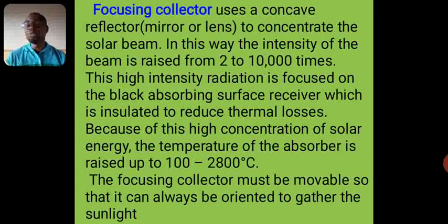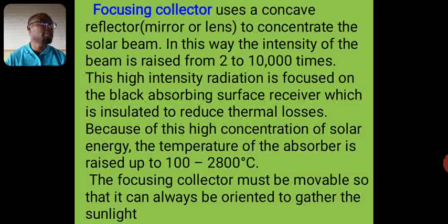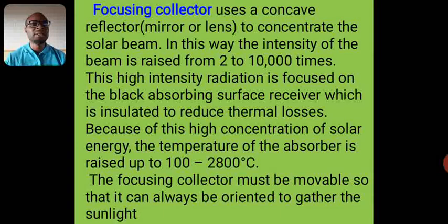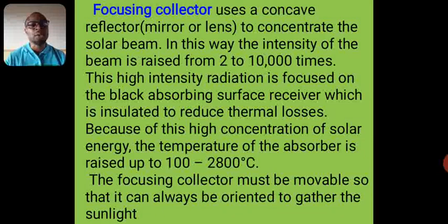Because of this high concentration of solar energy, the temperature of the absorber is raised up to 100 to 2,800 degrees Celsius. You can see how high this temperature has been magnified. The focusing collector must be movable. That is very, very important. It must be movable so that it can always be oriented to gather the sunlight.